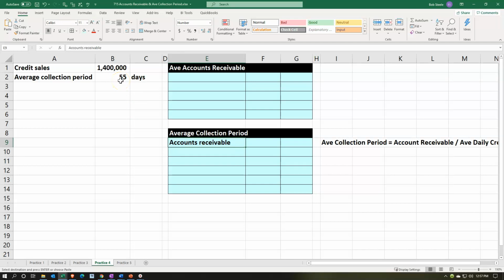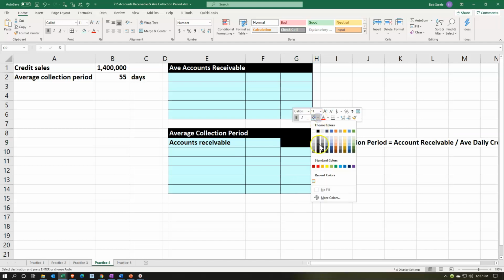But when you're doing projections into the future, you might project this number and then try to back into what the average receivables would be based on that and the sales. So you can see that would be a useful thing to do. So the accounts receivable is the unknown. That would be on the outer column.